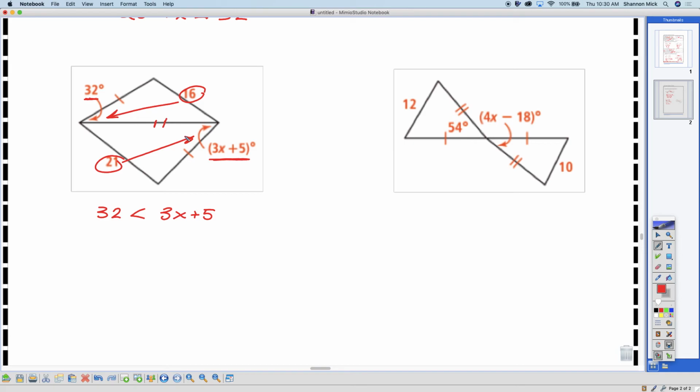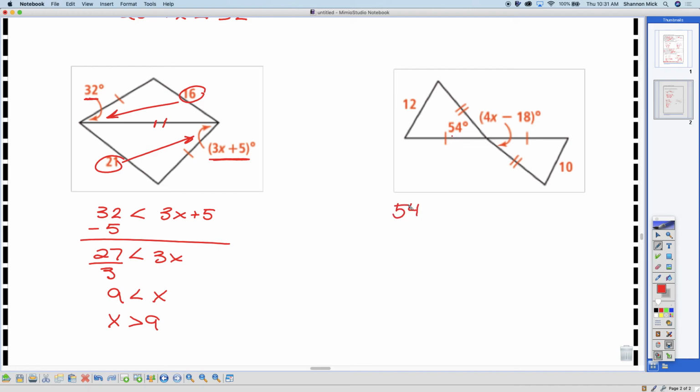And then I do what? You solve it. I subtract 5 and divide by 3. So I get 9 is less than x, or x is greater than 9. Okay, so do I have two sides congruent here? Yeah. So then I know I have 54 and I have 4x.